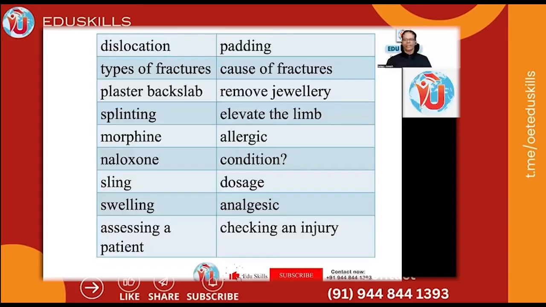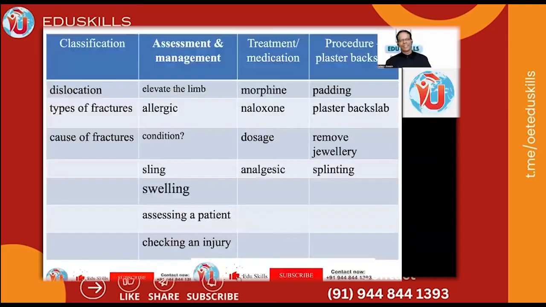When you manage your condition, what condition or what disease, assessment. Dosage, medication. Analgesic, medication. Checking an injury, assessment. Yeah, great. You are exactly right. All these words are in classification, assessment and management, treatment, medication, procedure, plaster, backslab. So almost we have said everything.